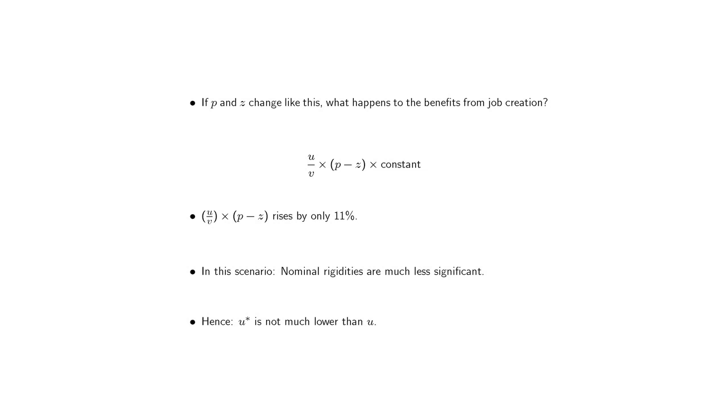extent. In this scenario, where we have this big change in P and Z, nominal rigidities are much less significant. And U star, the natural rate of unemployment, is not much lower than the unemployment rate.